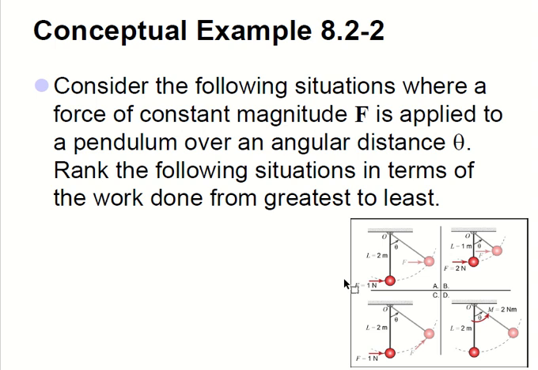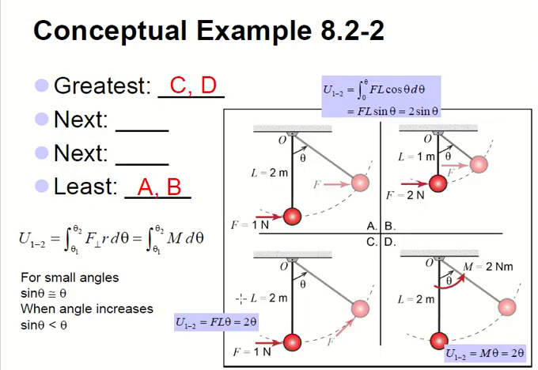Consider the following situation where a force of constant magnitude F is going to be applied to a pendulum right there over an angular distance theta, which is this guy right there. We're going to rank the following situations in terms of the work done from greatest to least. I'm going to make it bigger for you so you can see it. So we are presented with 4 situations.